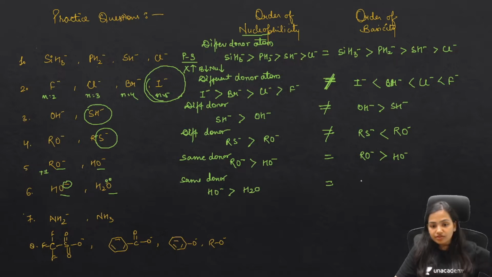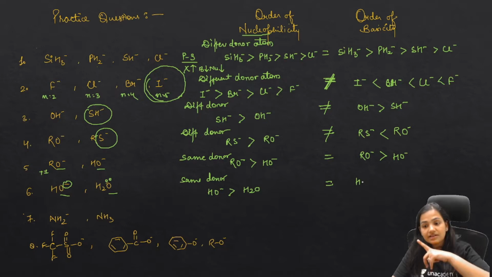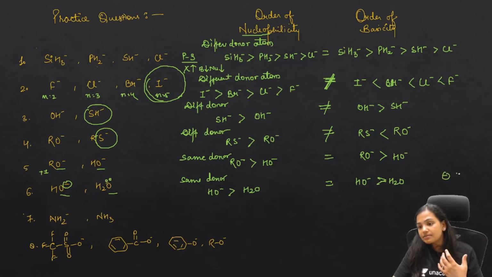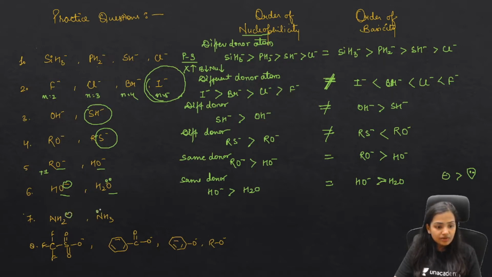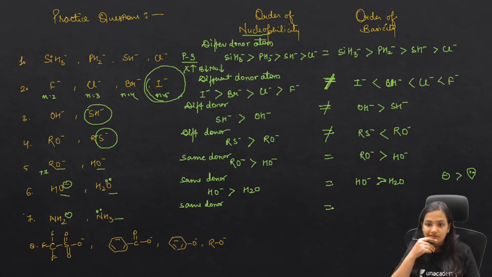For the base as well, HO negative will react with H positive at the fastest rate to become neutralized to form water, rather than H2O. Always negative is a better nucleophile than the lone pair. Here we have the negative charge and here we have the lone pair. Again the same donor atom, and for the same donor atom we know whatever be the order of basicity is going to be the order of nucleophilicity.